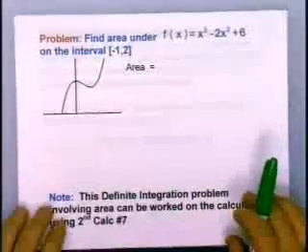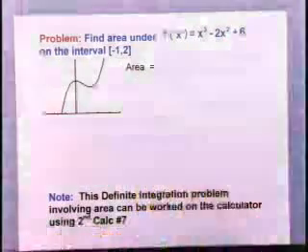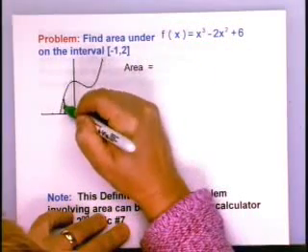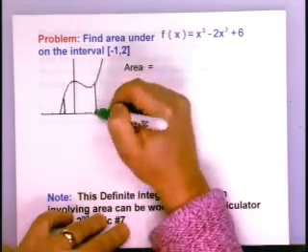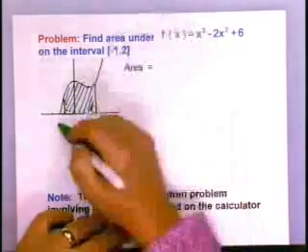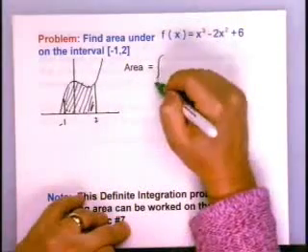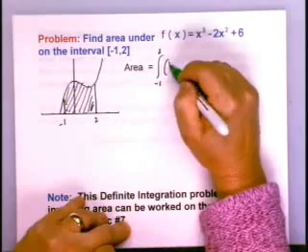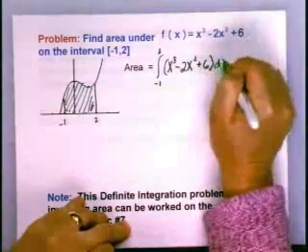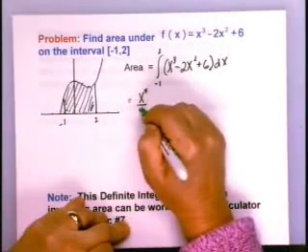Let's find the area under this curve, this function, on the interval from negative 1 to 2. Okay, so negative 1 is right here. I'll drop a vertical line. 2 is right here. And I'm going to shade the region that I'm finding the area of. This is negative 1. This is 2. So we would be integrating from negative 1 to 2 the function x to the third minus 2x squared plus 6 dx. When we integrate x to the third, we get x to the fourth over 4.